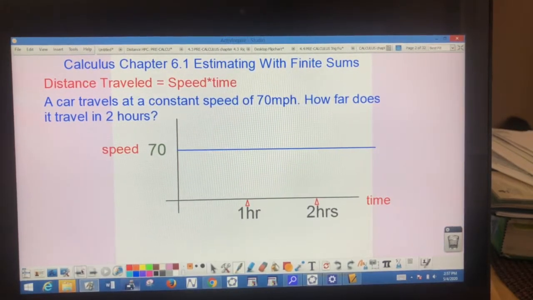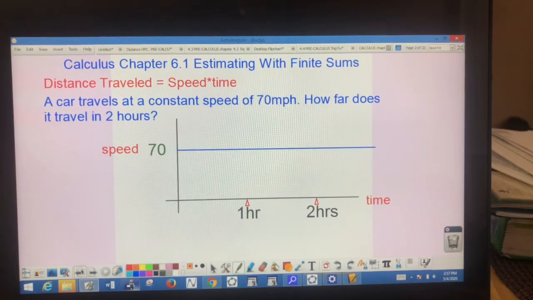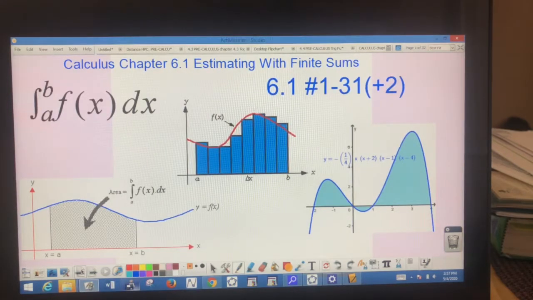This is your chapter 6.1, okay? So 6.1, let me go back a slide. There is the assignment. I know some of you guys don't have your textbooks. We can talk about that when we get to class, okay?